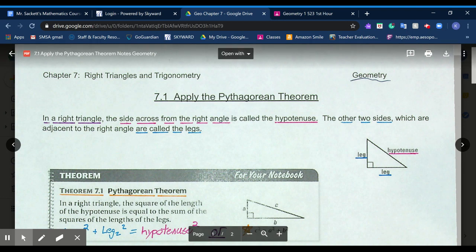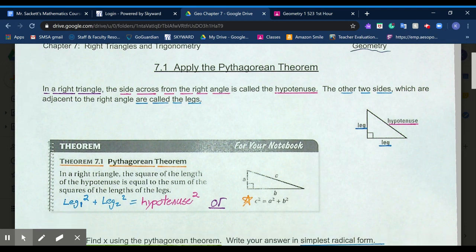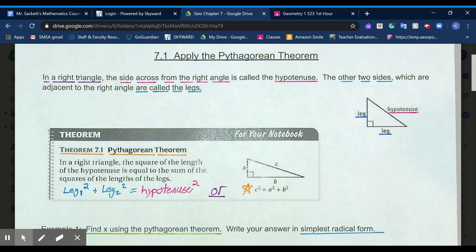Our first theorem that we're looking at, obviously, is the Pythagorean theorem. What Pythagoras' theorem originally stated was that if you take the two legs of the triangle and you square each of them and add them together, that equals the length of your hypotenuse squared. We've modernized that to the definition you see here: in a right triangle, the square of the length of the hypotenuse is equal to the sum of the squares of the lengths of its legs.